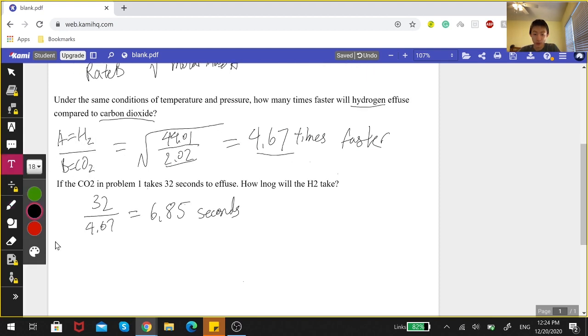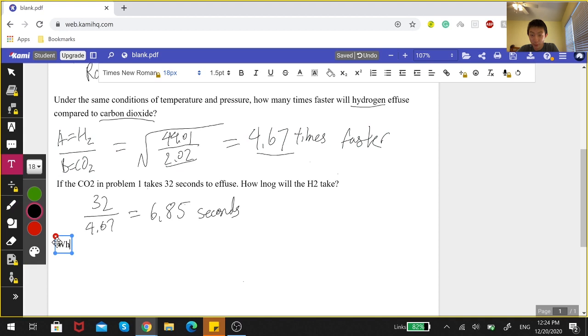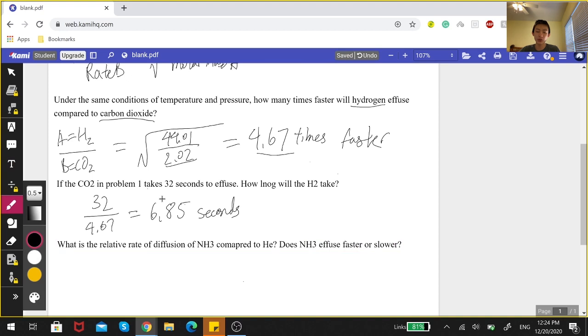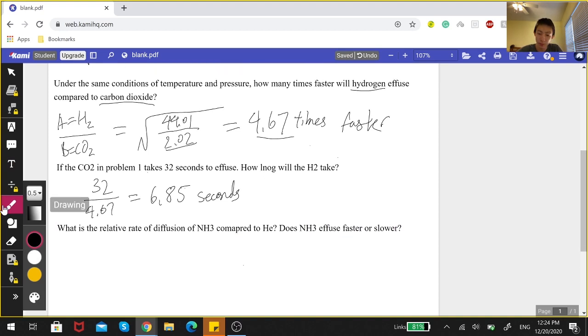Now question 2 says, what is the relative rate of diffusion of NH3 compared to He, helium? Does NH3 diffuse faster or slower? Which one's heavier, NH3 or He? N is 14.01 plus 1.01 times 3, and helium is 4.003. So NH3 is 17.04, and He is about 4.